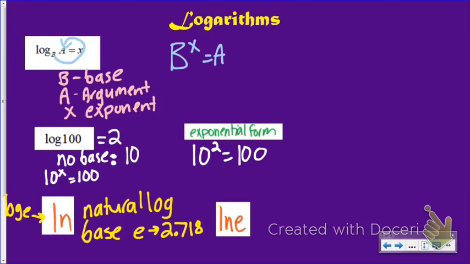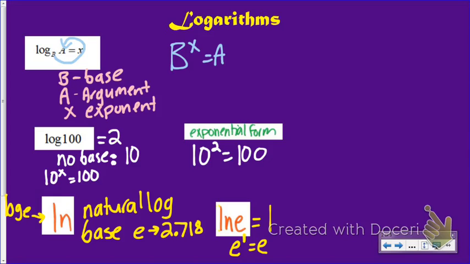And one common example you'll see a lot is the natural log of e. So if you were to rewrite this in exponential form, my base is e, so e to the blank power is equal to e. So the only thing that could possibly be is 1. So the natural log of e is 1.